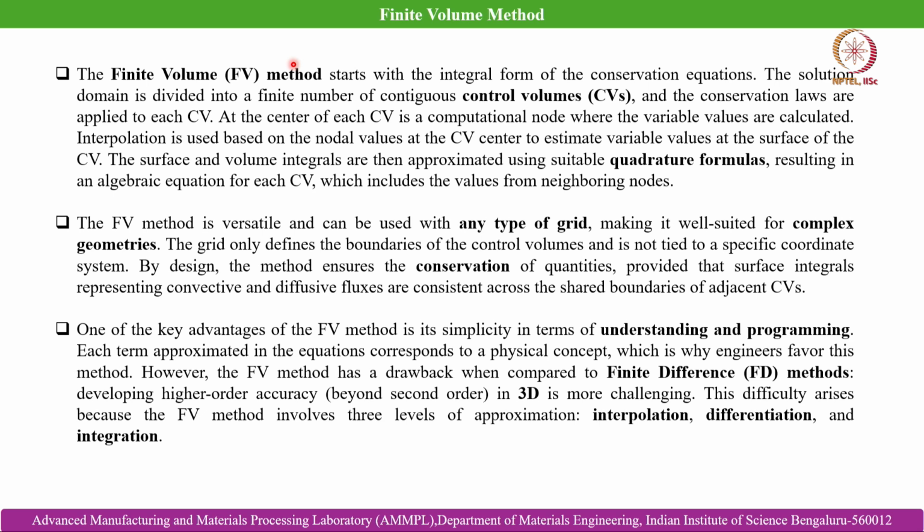So, as I told you earlier, the finite volume method deals with the control volume. So, basically we discretize the domain in the form of a number of control volumes, and then the conservation laws are applied to each control volume. So, at the center of each control volume there is a computational node where the variable values are calculated. So, interpolation is used based on the nodal values at the control volume center to estimate variable values at the surface of the CV.